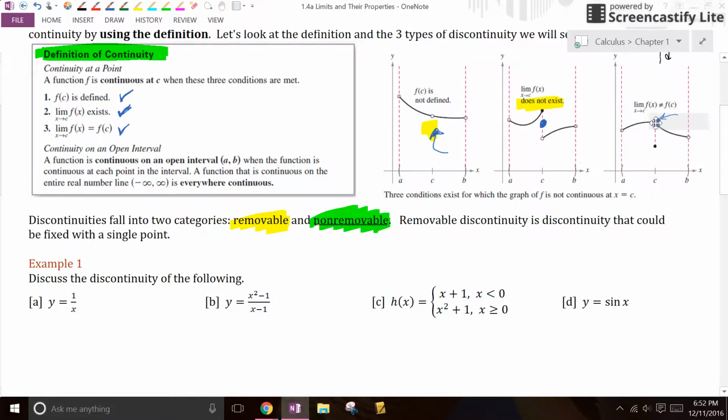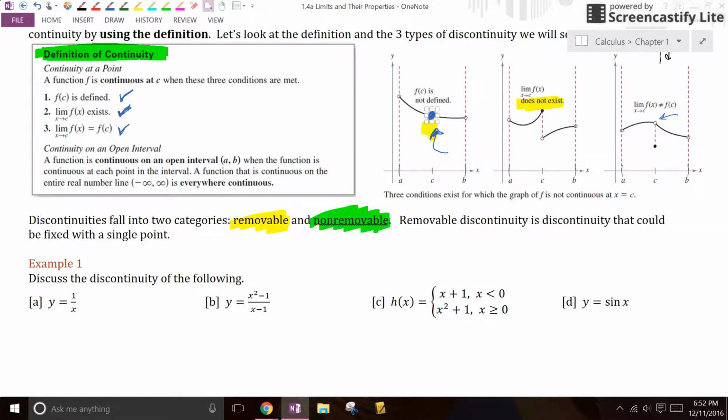Or this one, I guess we could call this removable because I could put a point in there. So again, that special type of hole. The way you tell is if you can fix it, and that's in the definition of removable, if you can fix it with one little dot, then that means it is a removable type. And if you can't fix it, then it's not removable.